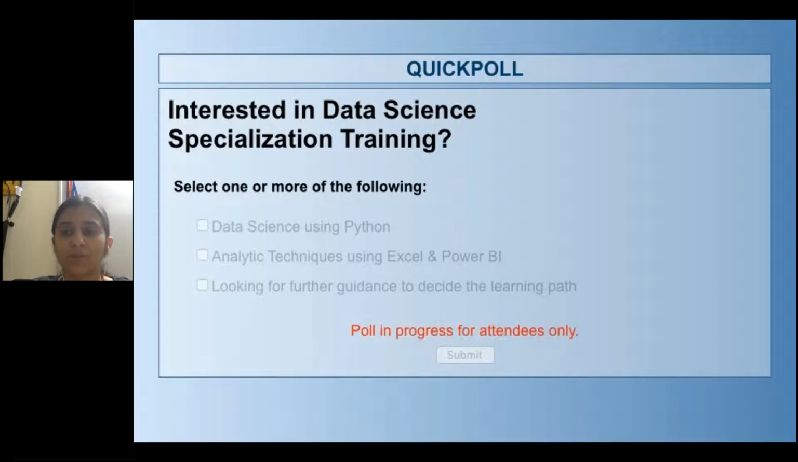Vishaka asks, what are the advantages of Scala over Python? Okay, so Scala is one of these languages which has recently come in, over the last few years.